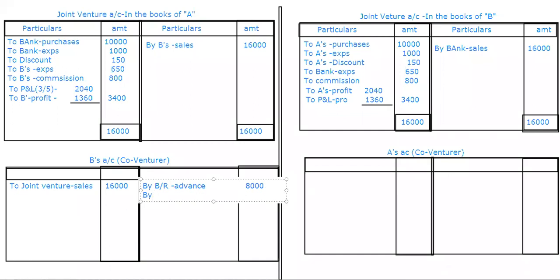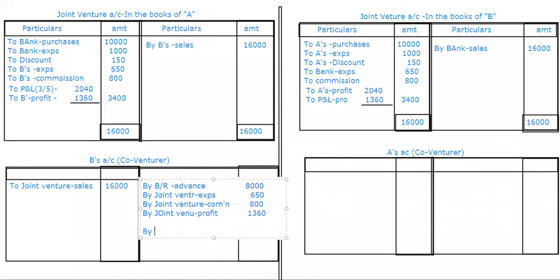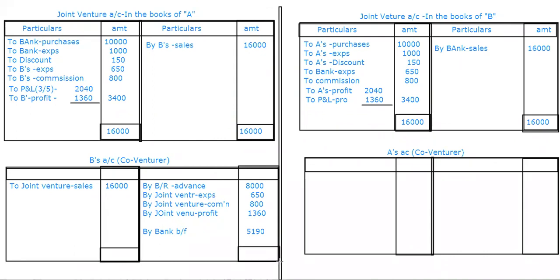How many transactions we have? 3 transactions of B. So by joint venture expenses, which is 650. Then by joint venture commission, which is 800. And by again joint venture profit, which is 1360. Now please total it and tell me. I think it will be by 5,190. So by bank balancing figure, it is 5,190. I got it. Now here also I'm preparing purely separate transactions, but still default it has to get 5,190 as a balance amount. So we'll check whether we are going to get it or not.